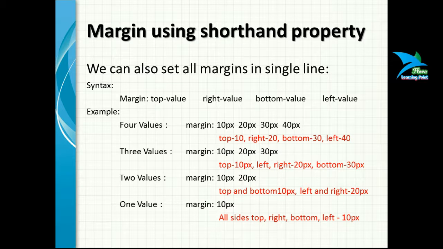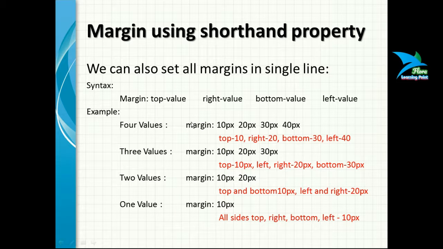Then next we'll discuss margin using the shorthand property. As we discussed earlier, shorthand property means using a particular CSS property in a single line by specifying multiple values in a single line. So we can also set all the margins in a single line, by using the margin property. No need to specify any direction or side. You only have to specify margin. If you want to set all the values, then you specify the first value as top, then the second value will be right, then bottom, then left.